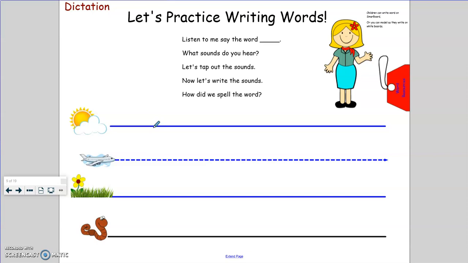So when I write a person's name, do I start with a capital letter or a lowercase letter? That's right. All names start with capital letters. So I'm going to write a name. And then we're going to try to tap it out. Okay. Tappers up. Tom. Tom is a person's name, so I made sure it was capital. And since we know all the sounds in this word, it was easy to tap out.